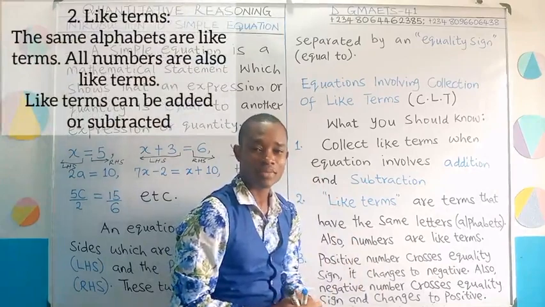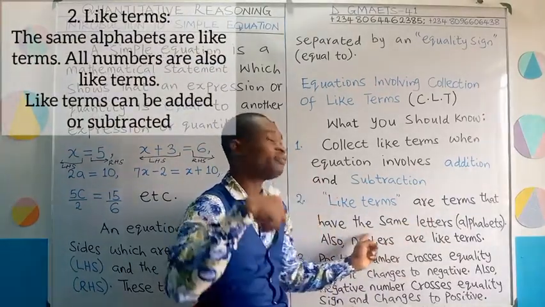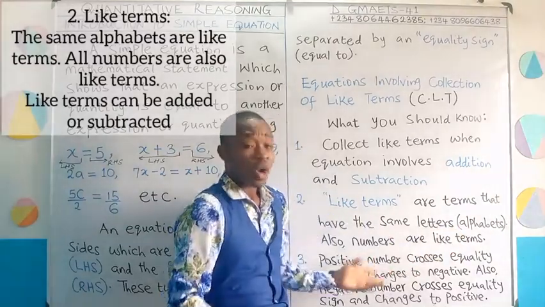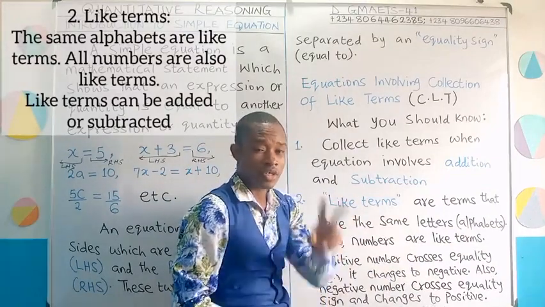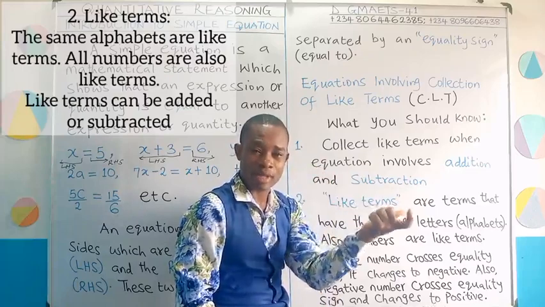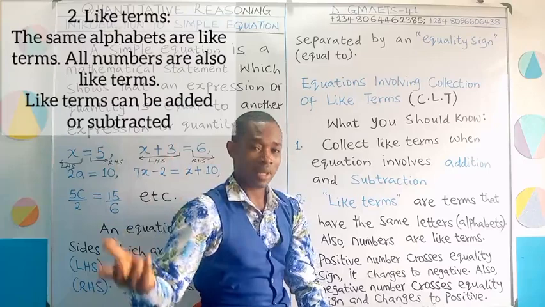What are these like terms? Like terms are terms that have the same letters, that is alphabets. Also, if you have numbers, they are also like terms. So you see there are two conditions for identifying like terms. When you see the same alphabets, they are like terms. And numbers are also like terms.